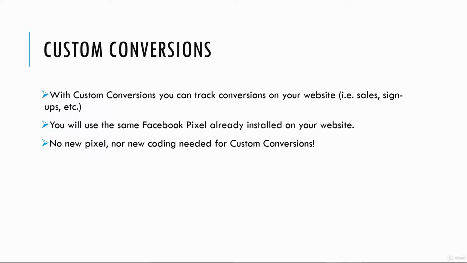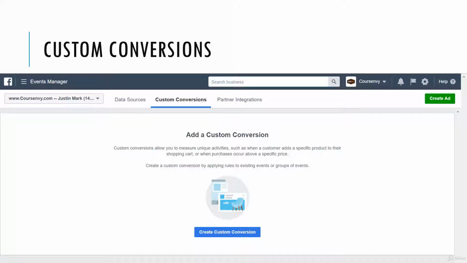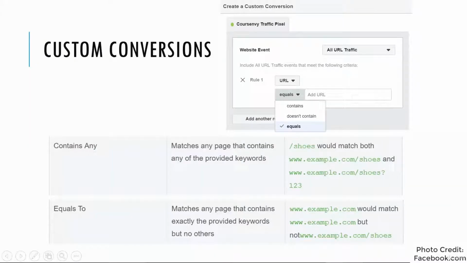So let's look at an example of this. To get to your custom conversions, click the menu in the top left corner, and then under the Events Manager section, you'll see Custom Conversions. So click that, and now on this custom conversion page, we can create a custom conversion. First we need to create what that conversion is. This is my general Course Envy traffic, but we need to create a rule. What does this traffic include that makes it a conversion? So URL equals, here I could put CourseEnvy.com/thanks. I know someone has gotten to my checkout page because I know that's my URL for a checkout.